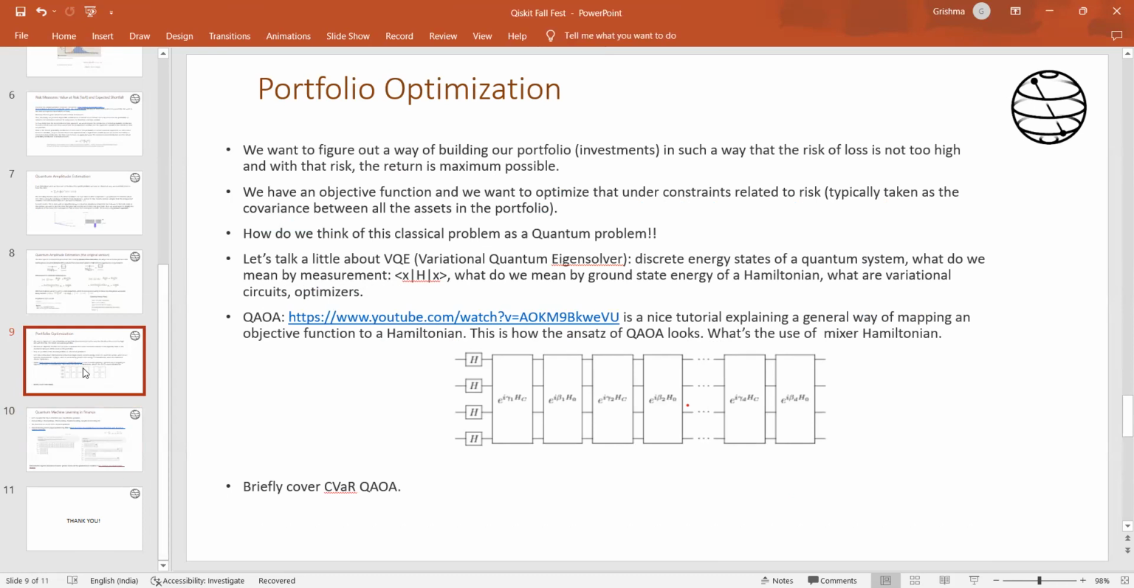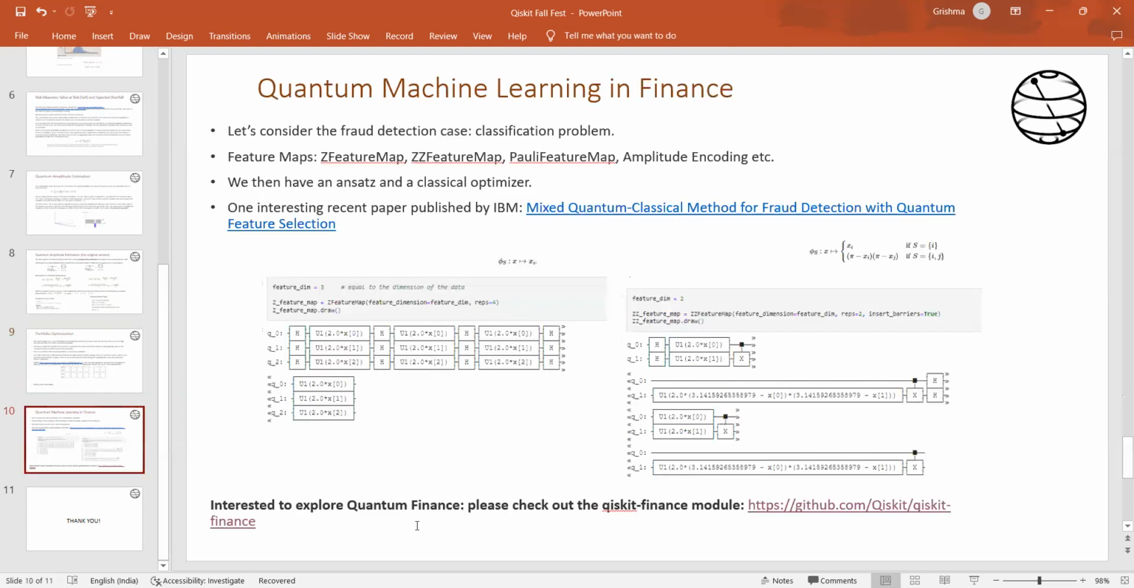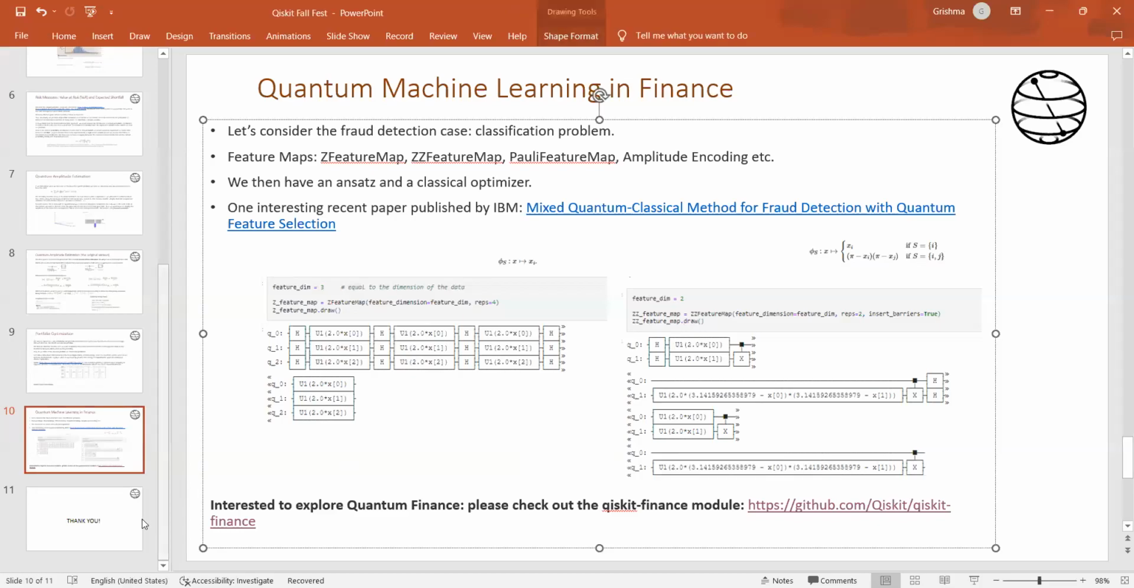The summer school in 2022 had a lot about variational quantum eigensolvers. Once it's released publicly, I'm sure you could go through it to understand how it's analogous to this, and how you could use it for finance and other applications. Lastly, I have linked the Qiskit Finance GitHub here, which you should definitely go through. That's probably the end of it.